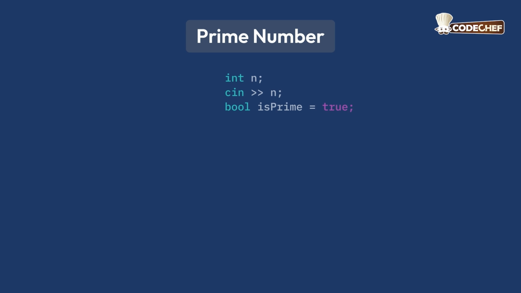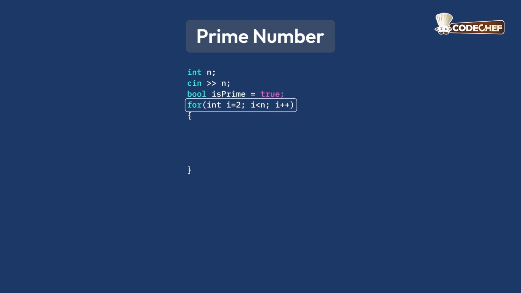Before we start checking, we assume it's prime. We know we have to use a loop that starts from 2 and stops right before n. So we use a for loop where i ranges from 2 to n. Okay, let's enter the loop. Inside the loop, we check if the value of i can divide the number n or not. That is, if n mod i equals 0.